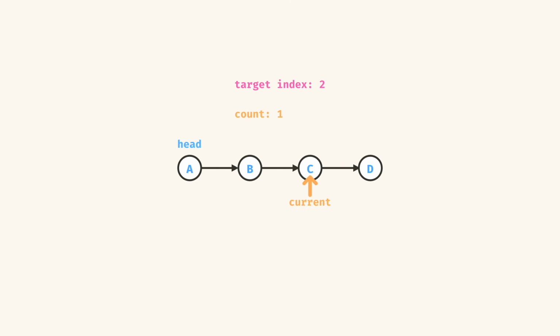Next iteration, when current goes to C, and of course I increment my count to 2. At this point, I can see that my target index and my count are equal, and so I can just return the value within that particular node.